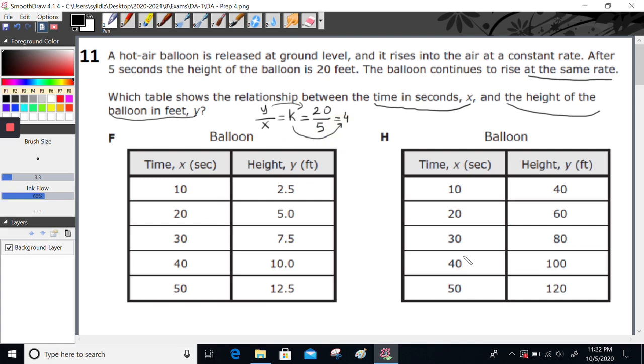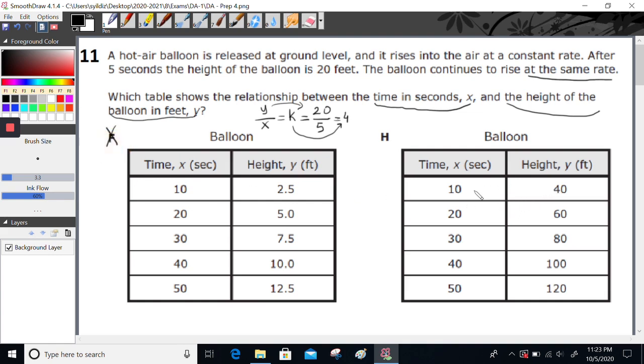So we're going to look at these options, and if we see that y over x is always 4, then that's going to be the answer. Y over x must be always 4. Okay, so here in this one, 2.5 over 10, it is not 4, and we don't have to look at the other options, okay? It is obviously not the answer.